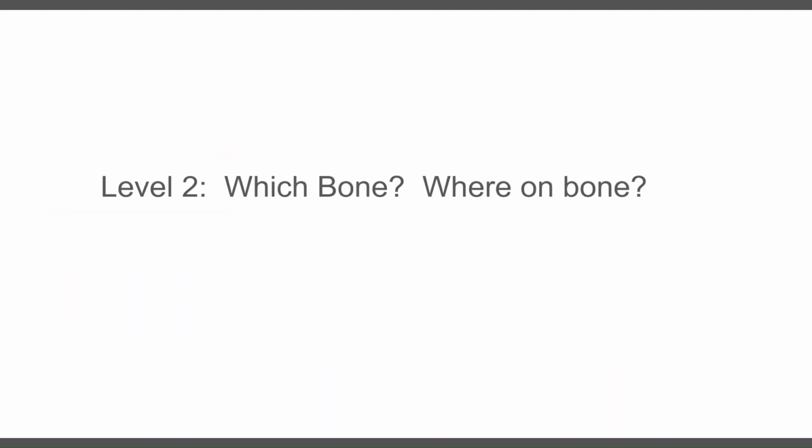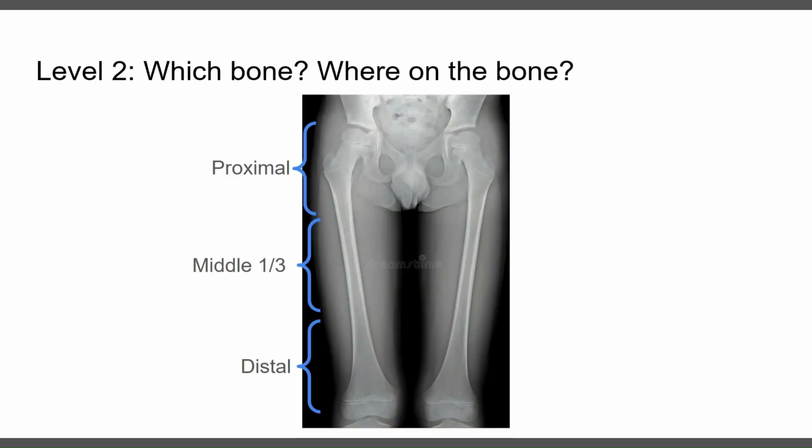So level 2, which bone and where on the bone. Now, the simplest way to describe where it's broken is to divide the bone into thirds. So we call this the proximal third, the middle third, and the distal third. Oftentimes, we'll just call this proximal and distal.